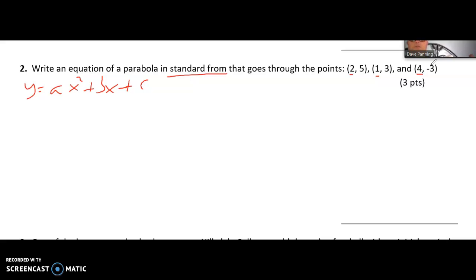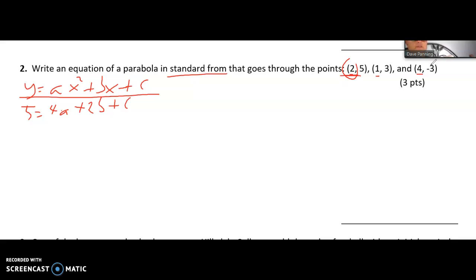So what I'm going to do is go to each one of these points and plug these points into the equation. The first point, the y is 5, and that equals a times x squared. Well, x here is 2, so 2 squared is going to be 4. So that's 4a. Plus b times 2, so that's 2b, plus c.